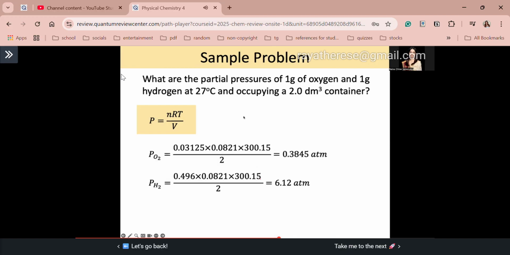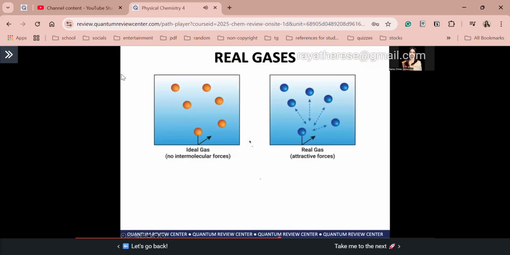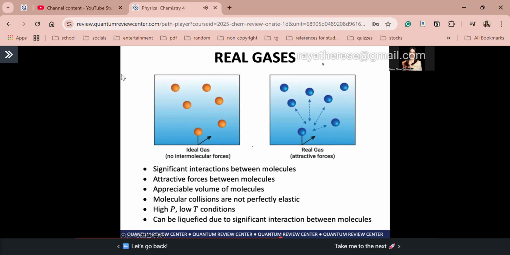So let's proceed to the next part of our discussion, and that is real gases. Guys, we have here ideal gases, where we assume that intermolecular forces are negligible. However, for real gases, there are attractive forces between gas particles. So what describes real gases? These are the features of real gases.